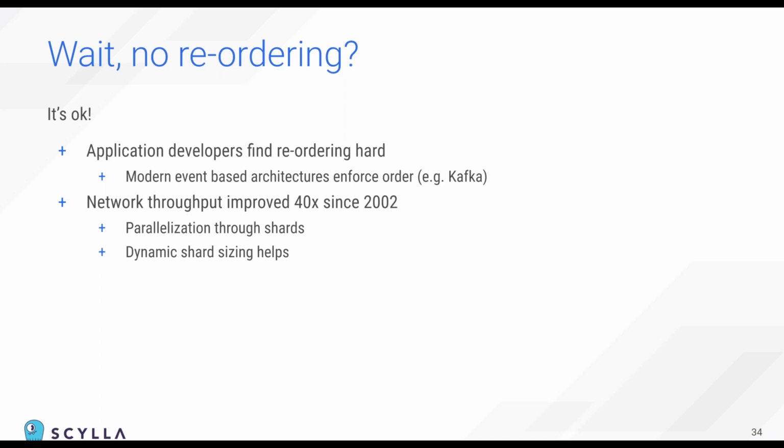So isn't that a problem? Turns out that it's fine. First of all, application developers find the semantic changes of reordering very hard to deal with. So when you remove the reorder time warp, you're making application developers' lives a lot easier. And it turns out that a lot of the modern architectures are based on ordered data anyway. If you're using Kafka or something like this, then you're already forcing order. So this makes this kind of change very native.